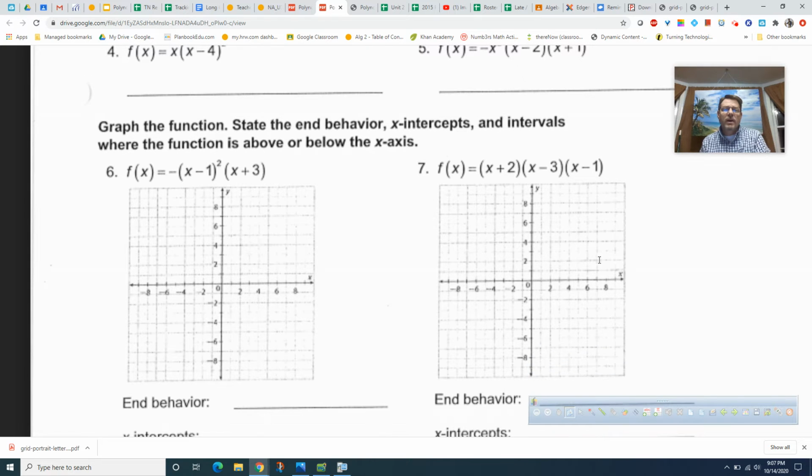Now, this one says graph the function and state the end behavior. But I tell you what, we might graph it in a minute, but I don't really care. We're going to sketch this guy using our graph paper, and we already kind of know how to do that.